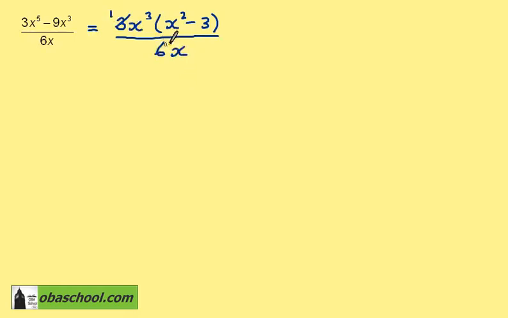Therefore, we can cancel the 3 with the 6, and x cubed divided by x would give us x squared. So in the numerator, we have x squared times the bracket left, and on the bottom we just have 2.